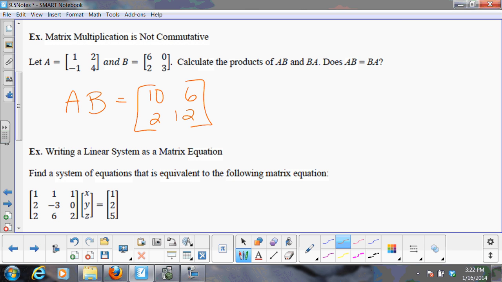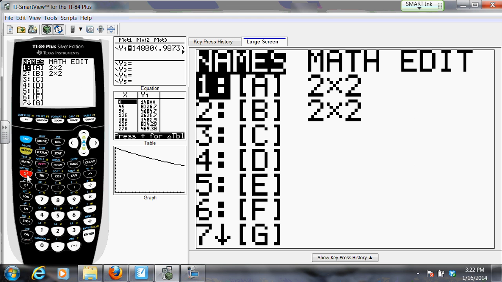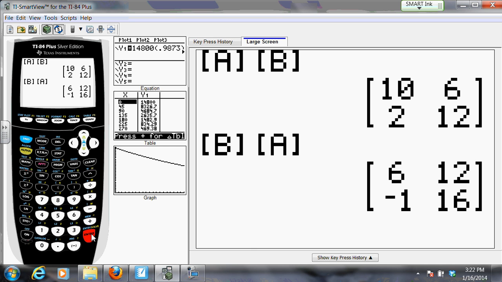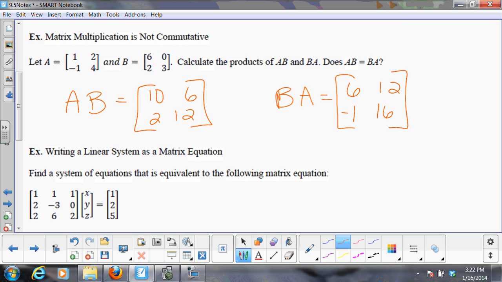And since it's a 2 by 2, we can do B, A, which in our calculator, this time just put in matrix B and then put in matrix A. Notice that they are different. It's 6, 12, negative 1, 16. Say they are not the same. They do not equal each other.